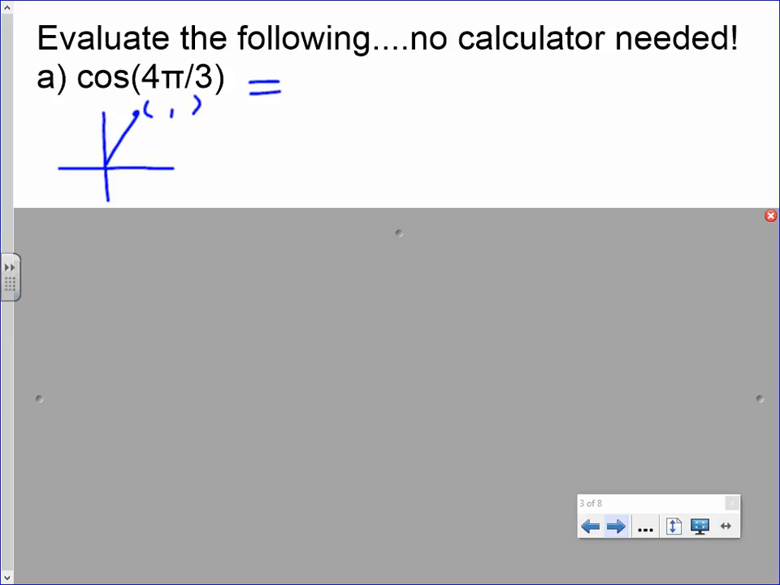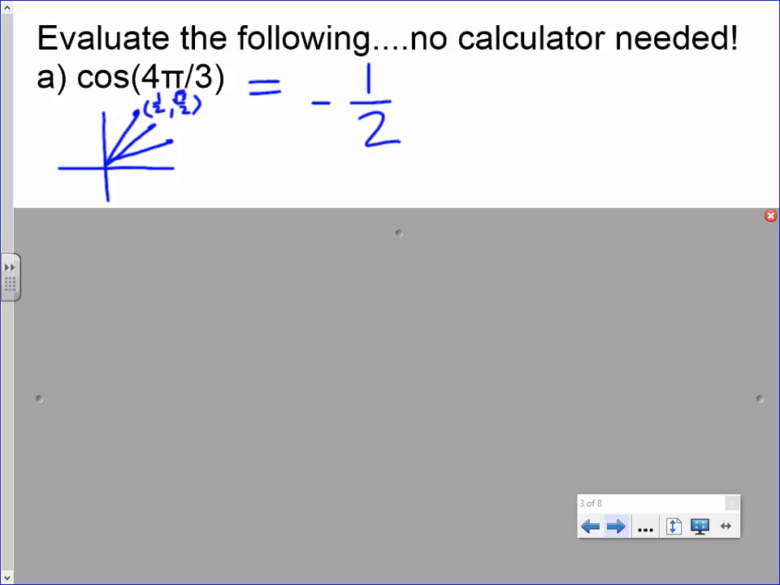Is it the x or the y? Okay? So then the x is 1/2. So the x is 1/2, right? So cosine of 4 pi over 3. Good. And since we're at 4 pi over 3, would it be positive or negative? It would be negative because we'd be in the third quadrant, right?